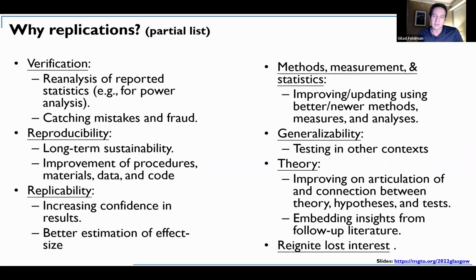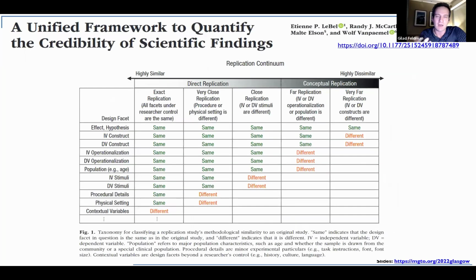And plus, it really ignites lost interest. So perhaps that specific study had a large number of citations, but not so much in recent years. And having a replication like this, updating things, really helps, especially if you have validated insights, verified insights.